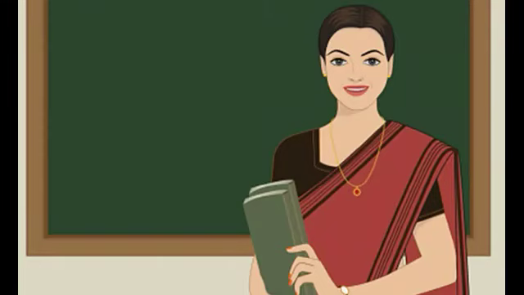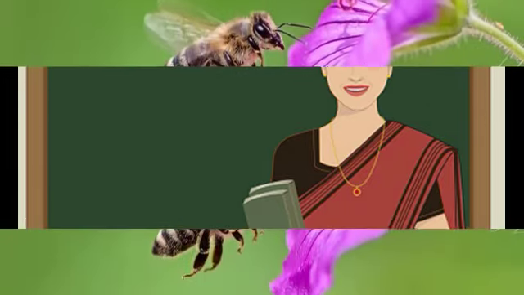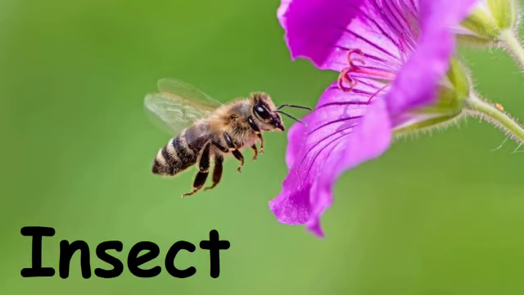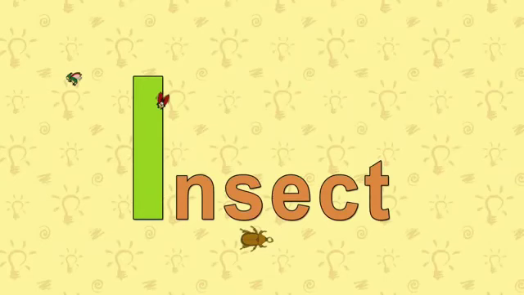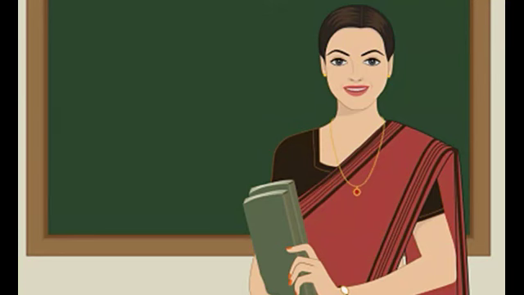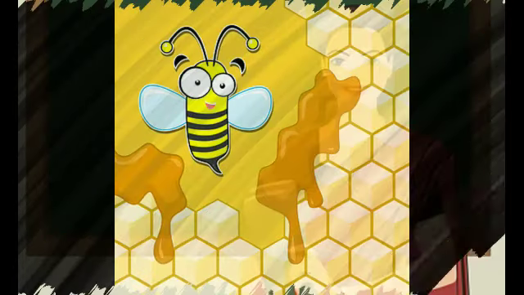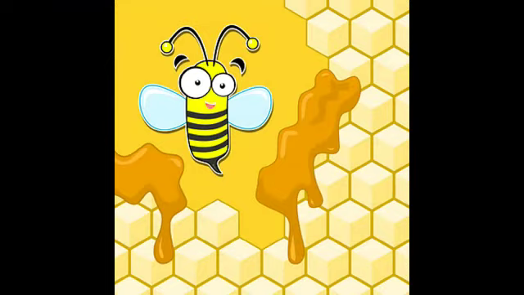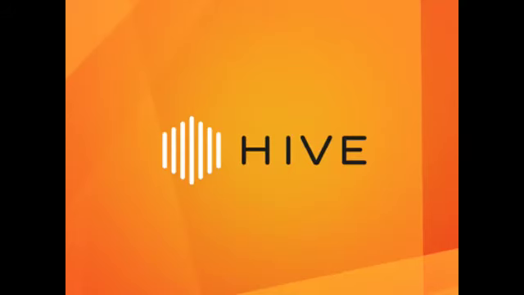So Slaters, do honeybees have 6 legs and 3 body sections? Yes. So it is an insect. You can write the answer insect in the given blank. The second one is I make a dash. The options are nest or a hive. Slaters, what do honeybees make? Very good. Bees make a beehive. So write the answer hive.